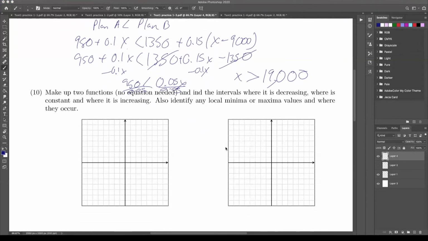All right, so here we wanted just to make up two functions, and you're going to do the same thing here. So I'm going to make up a function here. It's going to be constant right here, go here and then go up to infinity, and then we'll just have it swoop down here. And so here I made some function.